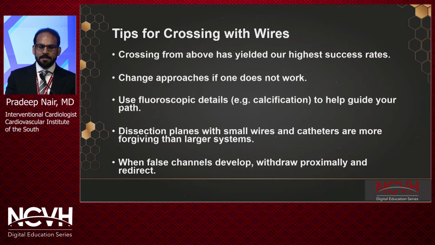So here are some tips. In our experience, crossing from above has yielded our highest success. If one approach doesn't work, be prepared to change to another. Use your fluoroscopic details. Dissection planes with small wires are more forgiving than with larger wire systems. And when false channels develop, don't fret. Pull your catheter and wire back proximally and redirect.